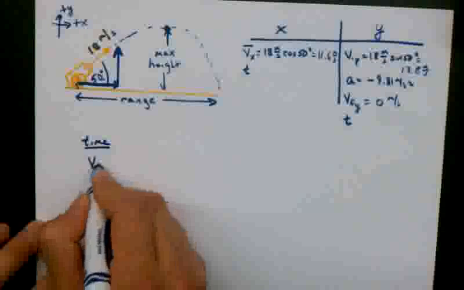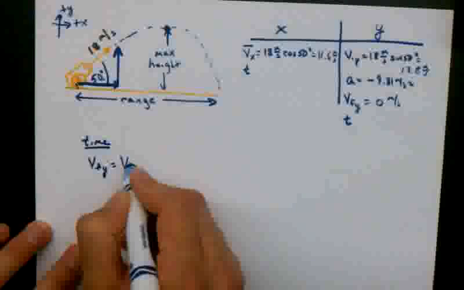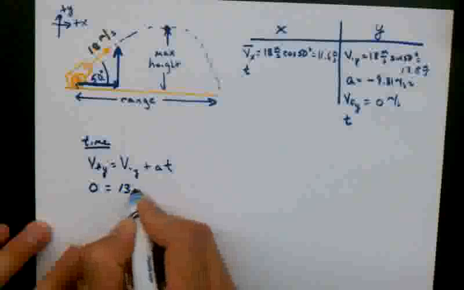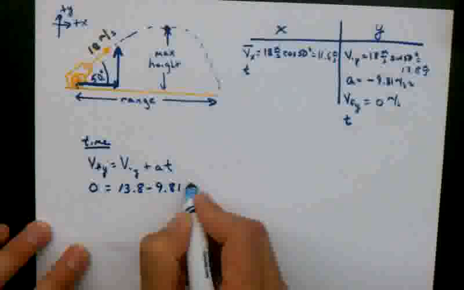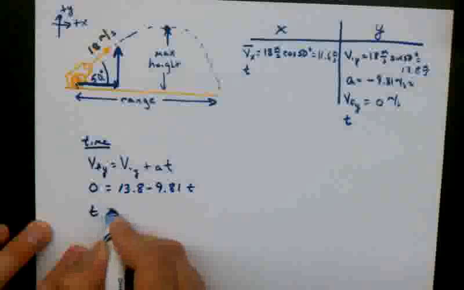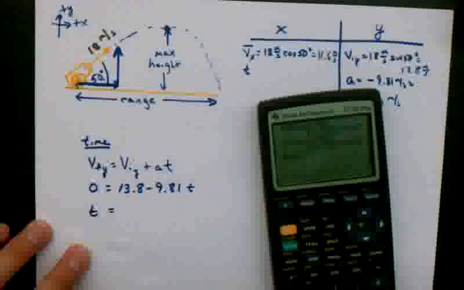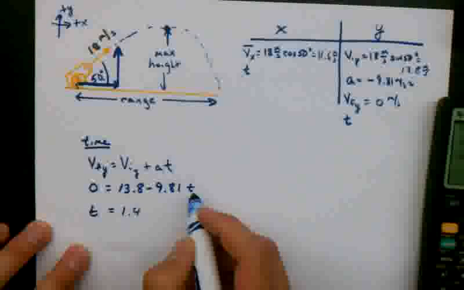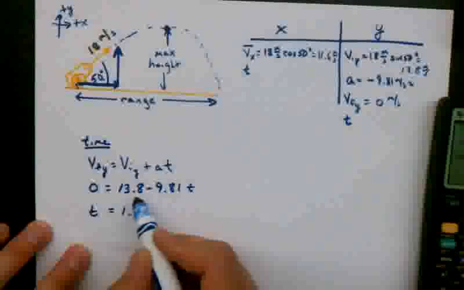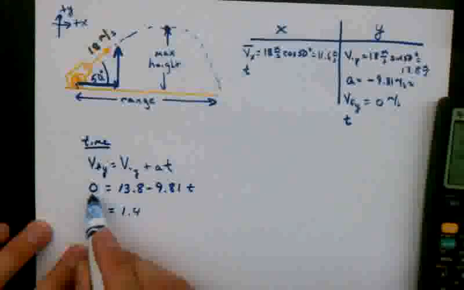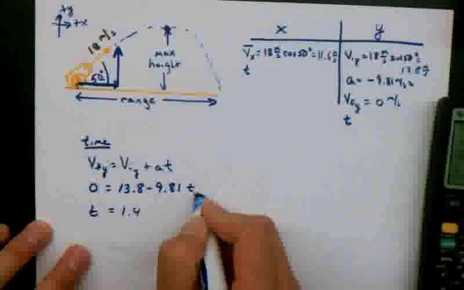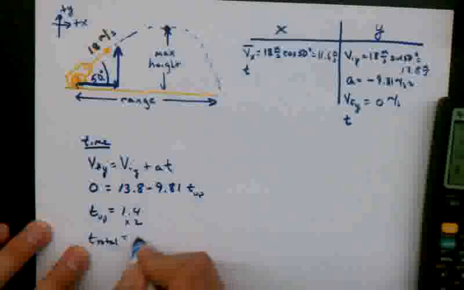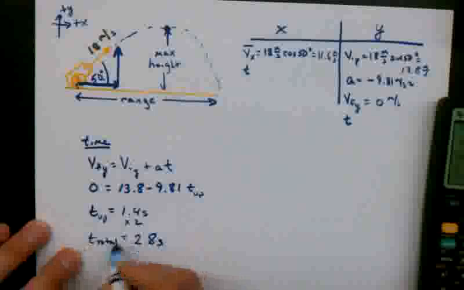I can use the y direction. Vf in the y is equal to vi in the y plus at. So 0 equals 13.8 minus 9.81 t, and t is equal to 1.4. But I'm going to be careful because that was the time it took to go from an upward speed of 13.8 when it was shot from the cannon to an upward speed of 0 right up here. So that's the time it was going up for. To get t total, I'll have to multiply this by 2, and I'll get 2.8 seconds.